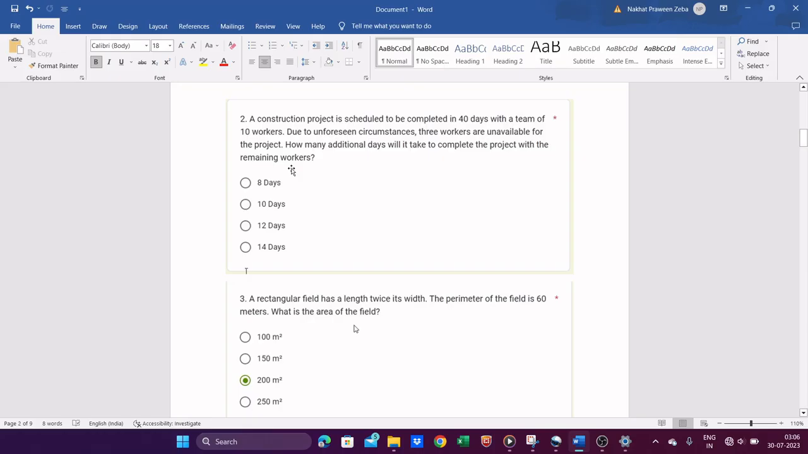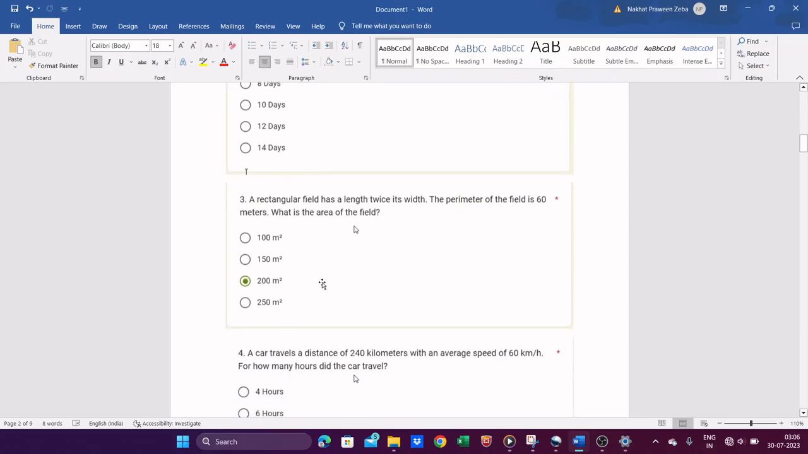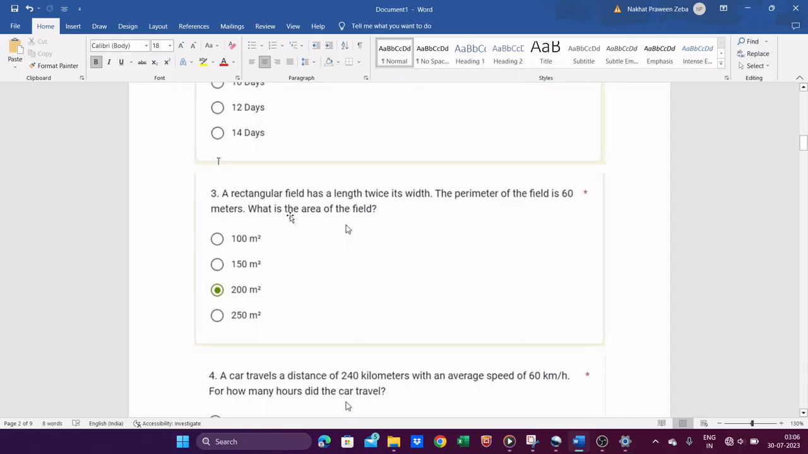You can solve it by yourself, but the options were not correct. I could not find the appropriate answer in the options, because the answer was something different. So for this you can get a bonus mark, but I randomly marked 10 days because the options are not correct here. If you solve it, you will get to know. The next one is very simple: a rectangular field has a length twice its width.